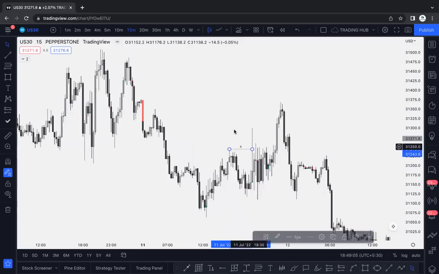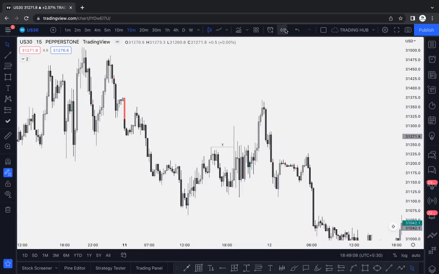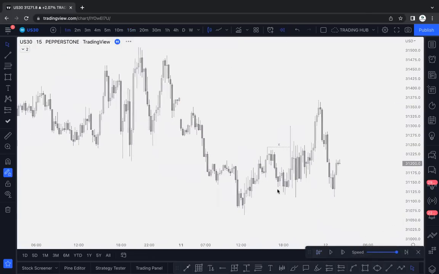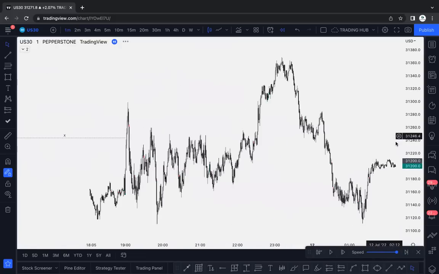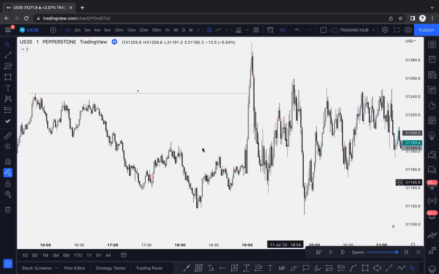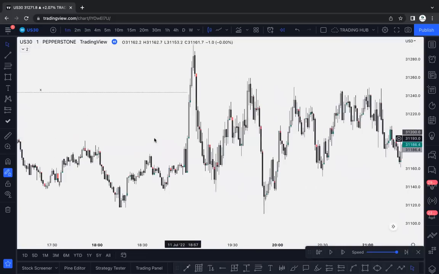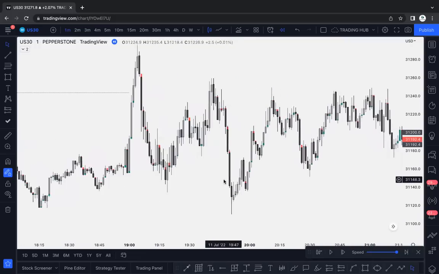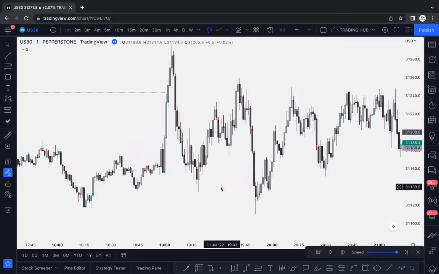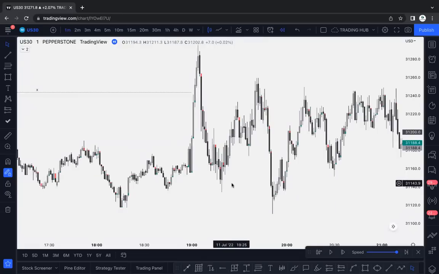Did you buy or sell? I bought. Where did you buy? Right there, on that order block when price came in there, and I was up, and then it came back down and took me out.